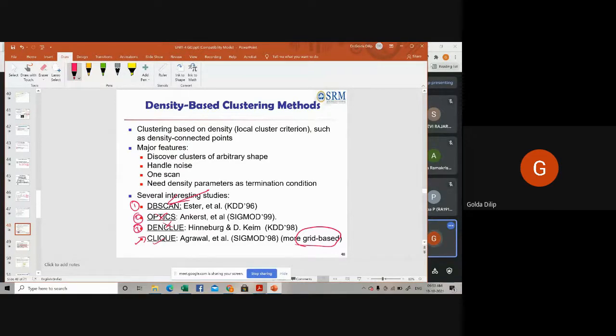But DBScan is capable of identifying the outliers, the observations which do not belong to any cluster. Your k-means can identify only spherical-shaped clusters, whereas density-based clustering techniques like DBScan can discover clusters of arbitrary shape, non-convex shapes and others. So that's the main feature of density-based clustering.